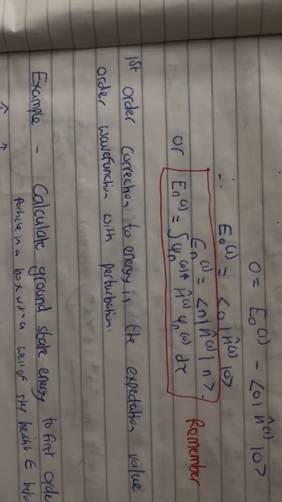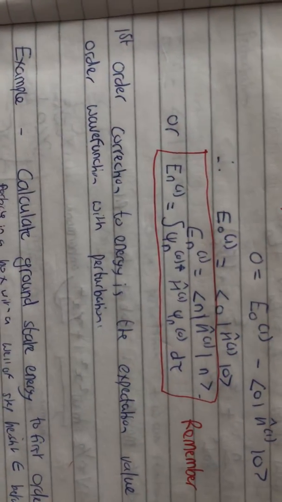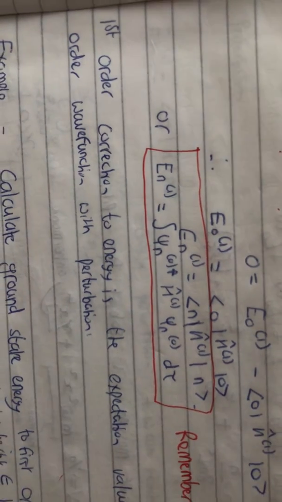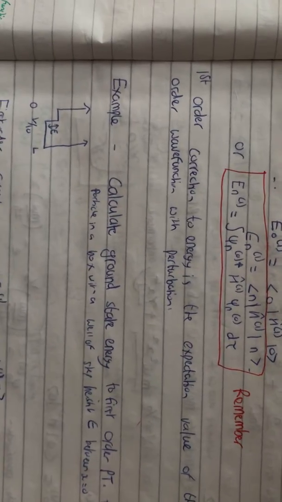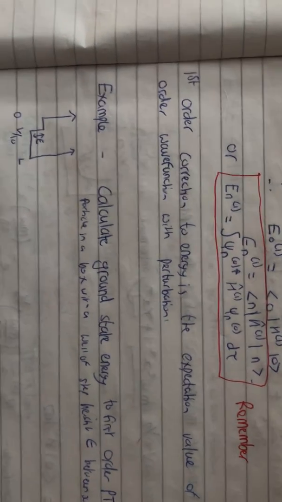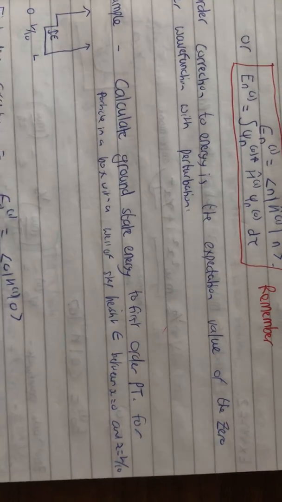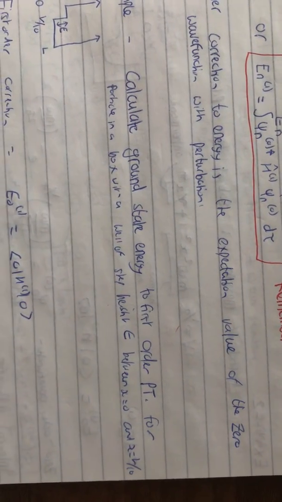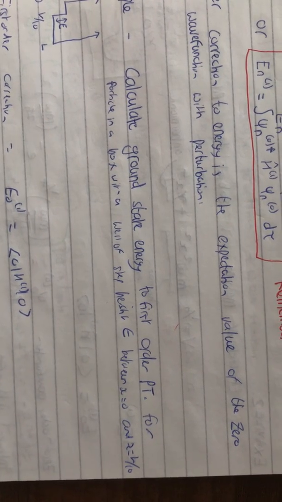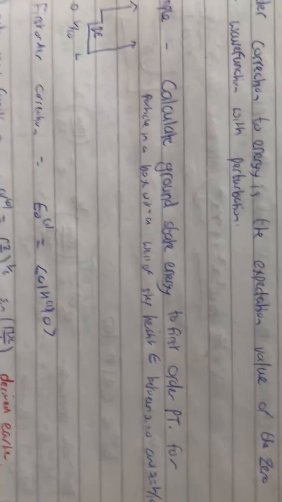So the first order correction to energy is the expectation value of the zeroth order wave function with the perturbation, essentially. And we've got an example to put this into play, because I don't explain things very well, and hopefully the examples explain things a little bit better. So the example is: calculate the ground state energy to first order perturbation for a particle in a box with a well of step height epsilon between x equals 0 and x equals L over 10.